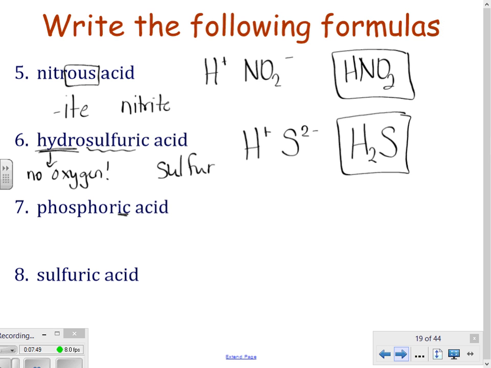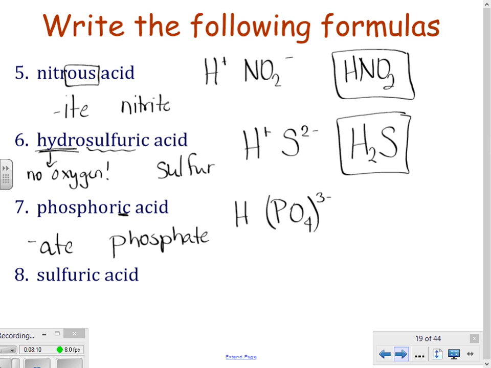All right, number 7 ends in ic. That means it's my ate ending. So phosphoric, so phosphate. Phosphate, another polyatomic I need to know. PO4 has a 3 negative charge. It's crisscrossed with hydrogen ion. Crisscross applesauce. H3PO4. No parentheses around PO4. They aren't needed. Okay, I want you to try the last one, number 8. Pause it, and by the time you're done, I will have this all ready.